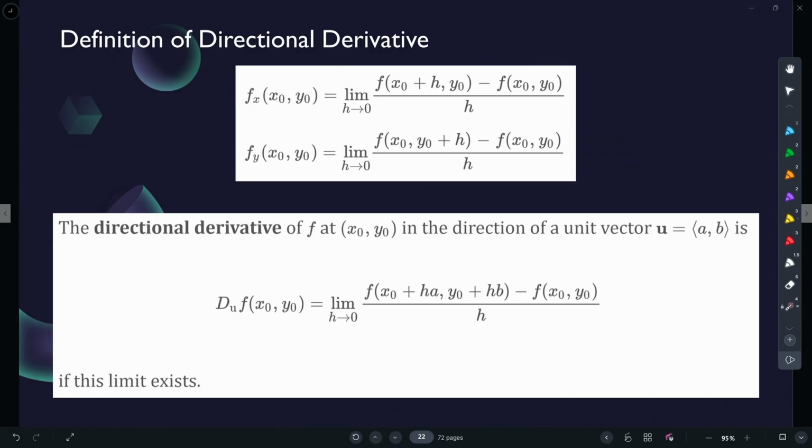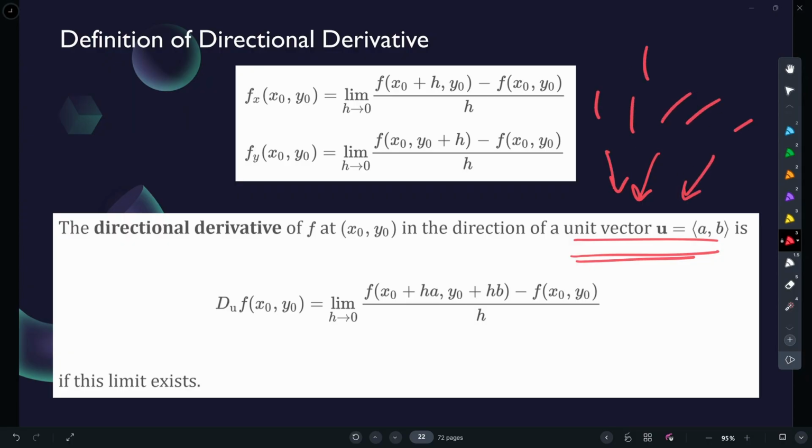So here are the definitions we had: the limit definition for the derivative with respect to x, and the limit definition with respect to y. You see that we fixed y naught and we let x run, or we fixed x naught and we let y run. So to do it in a direction, and by the way, this is very important, it has to be a unit vector. Okay, it has to be a unit vector.